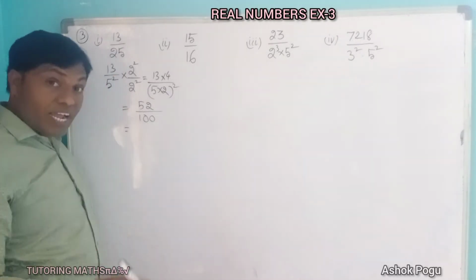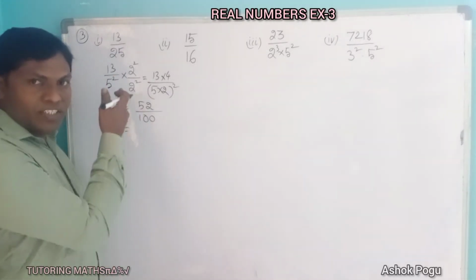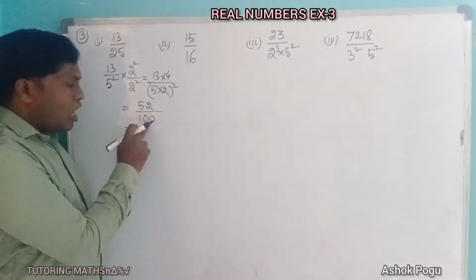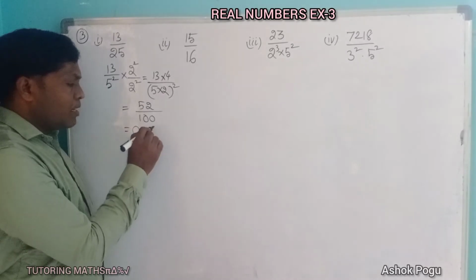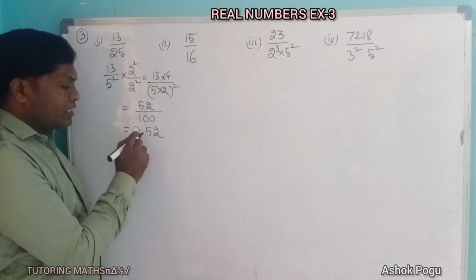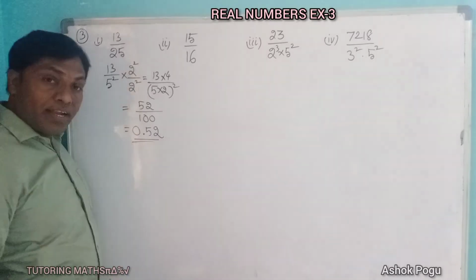Now this is a decimal fraction. Finally, we have converted the fraction into decimal fraction. So now how many zeros are there? We have 2 zeros. So we get 2 decimal places, that is 0.52.